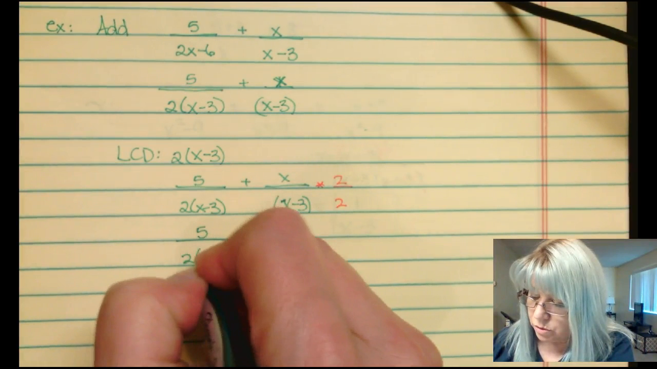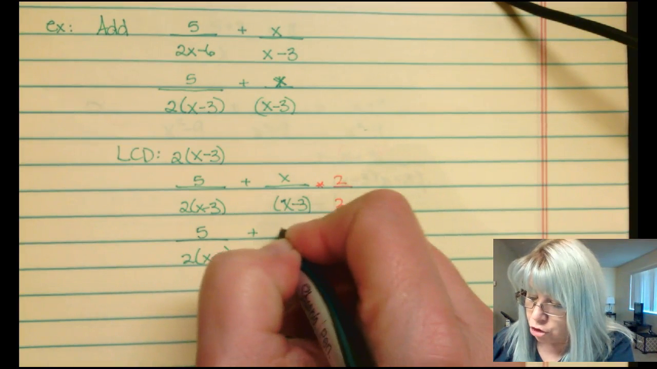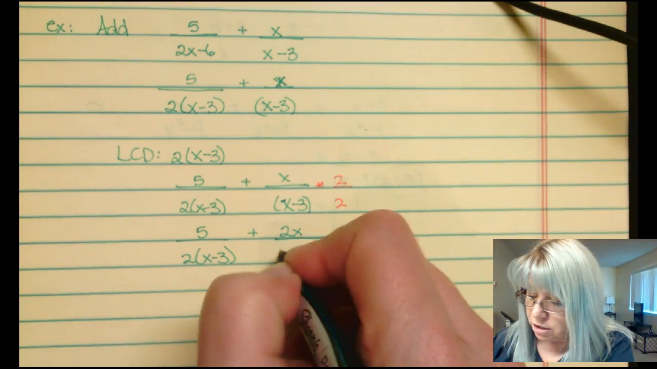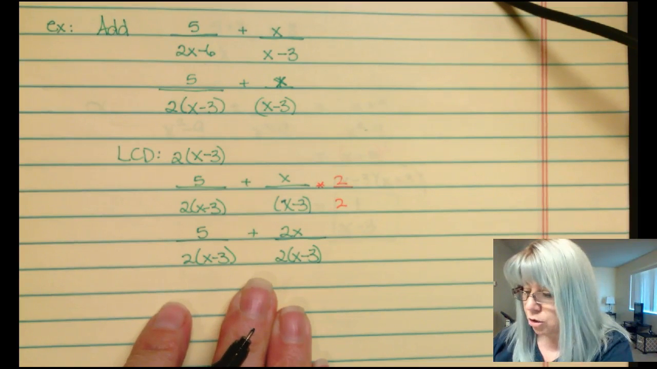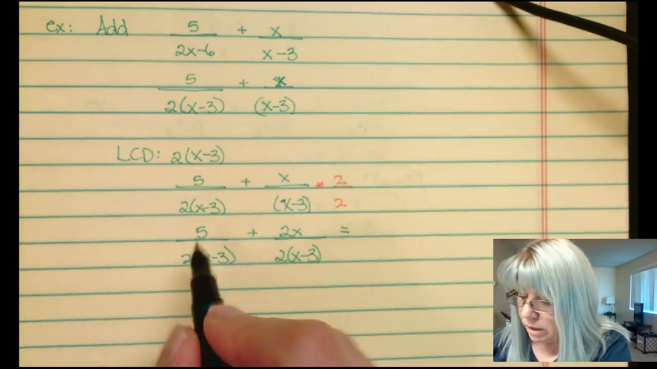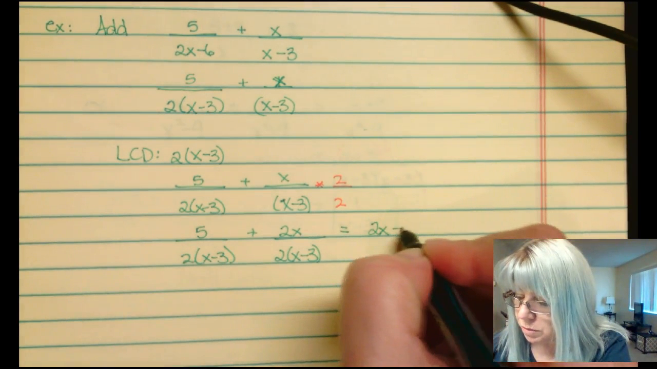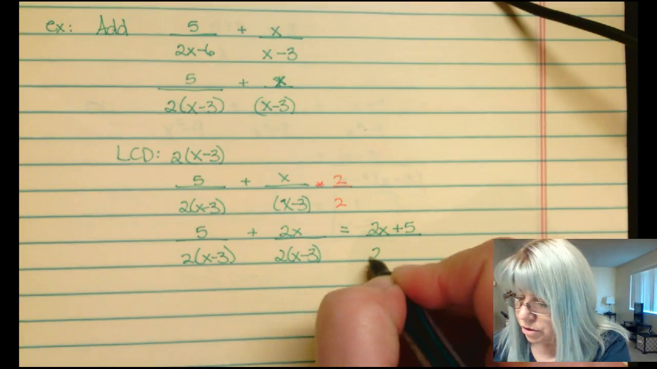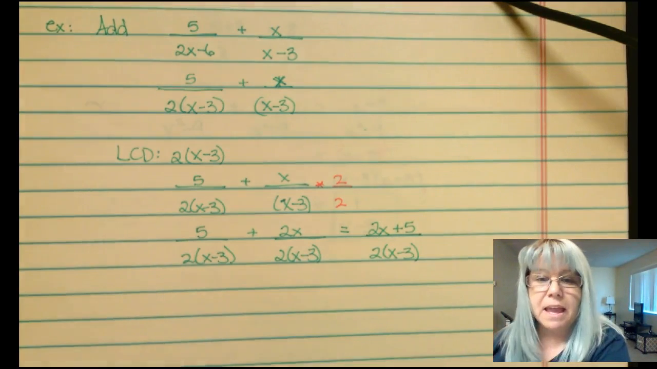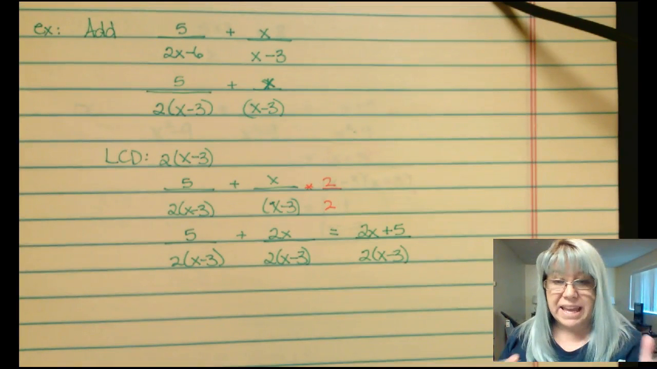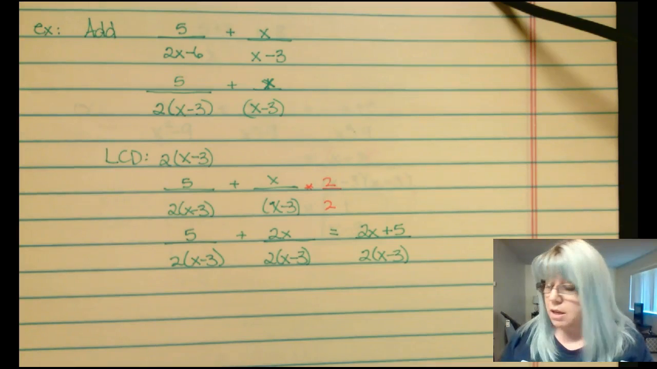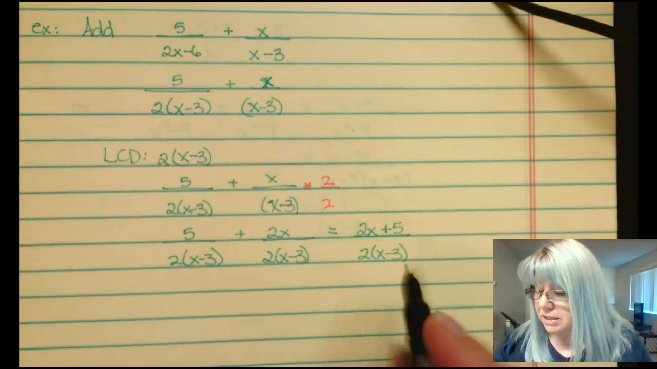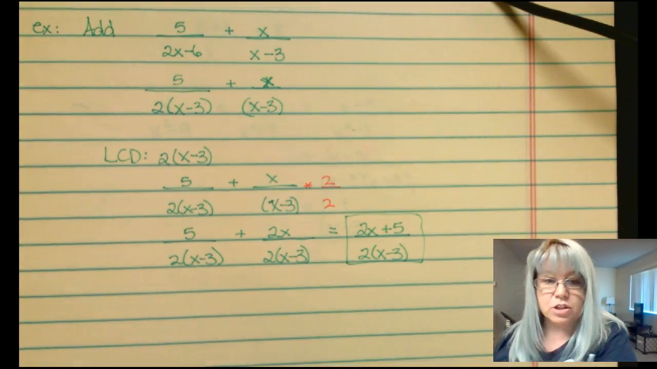5 over 2 times x minus 3 plus 2 times x over 2 times x minus 3. Now they have the same denominator, and I can add the numerators together. Well, 5 plus 2x, I'm going to write it as 2x plus 5 over 2 times x minus 3. And the last thing I want to do is look at the numerator. Can I factor it? I can't factor it. That's it. I'm done. If I could factor it, I might be able to see if they had anything in common. But this numerator I can't factor, therefore I'm going to leave it as the answer like it is.